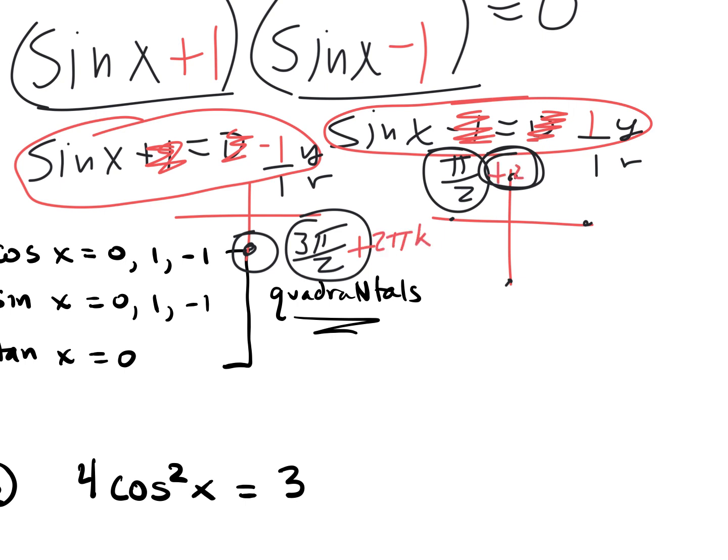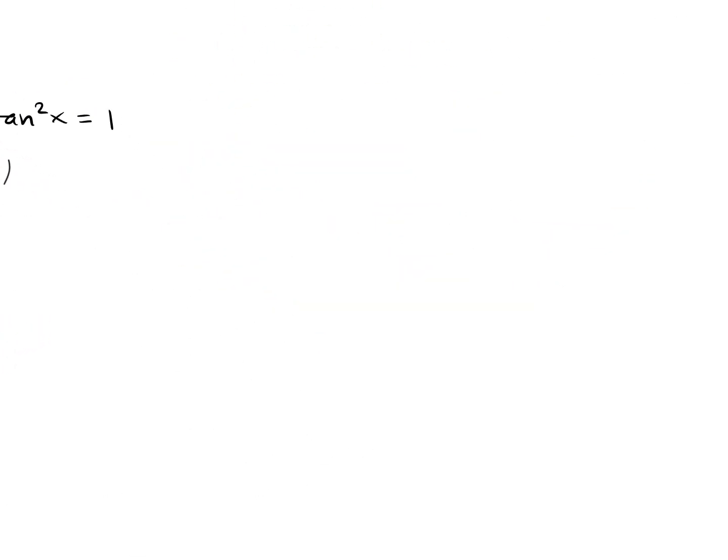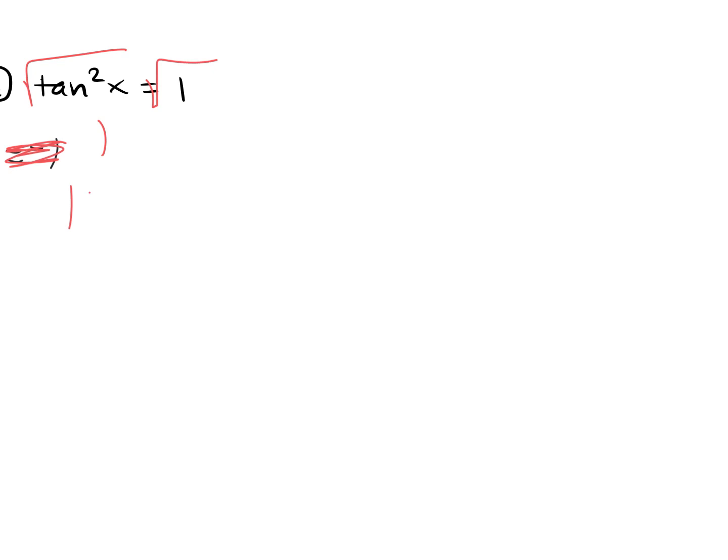If they said to keep it under 2 pi, I wouldn't do that. All right. So this one is going to come out very similar. It is faster to go square root, but you got to remember that it comes out positive and negative. So this is absolute value of tangent x equals square root of 1, which is just 1. That will split into 2 equations. Go ahead and solve that one.